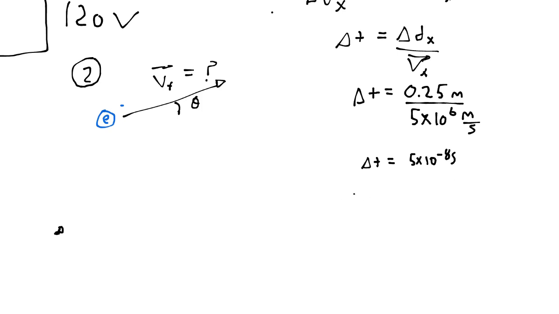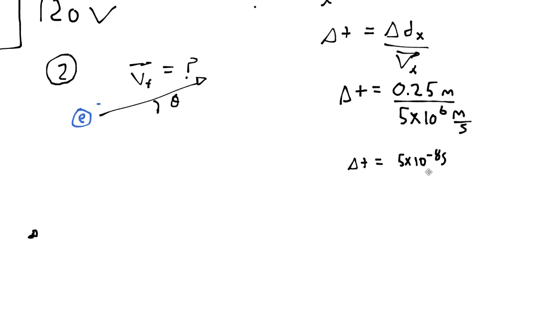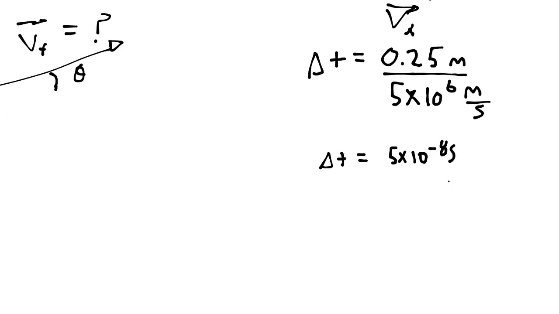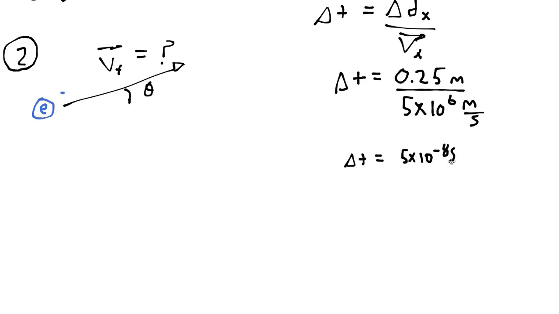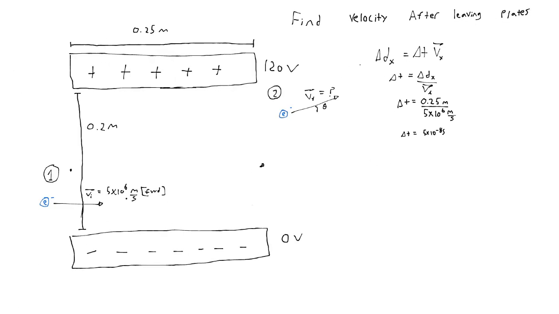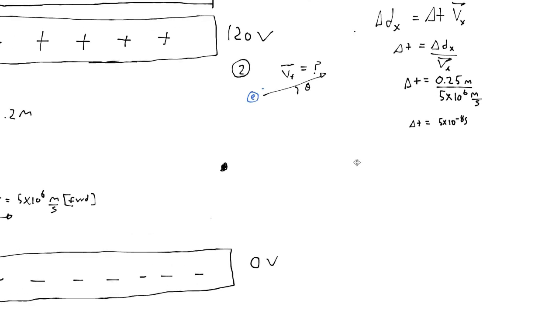Okay, so I have our time here. So flight time is going to be 5 times 10 to the negative 8 seconds. So it's going to take that much time to go from that point right there to this point over here. Okay. So now using this, we're not going to use it right away, but the next thing we need to do is find the acceleration, right? So let's use Newton's second law.